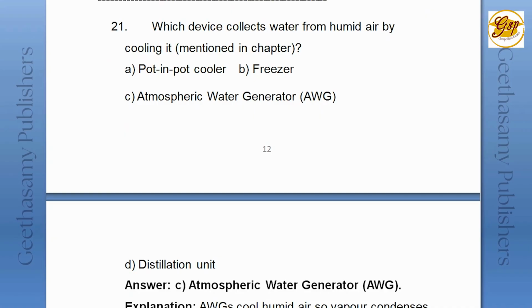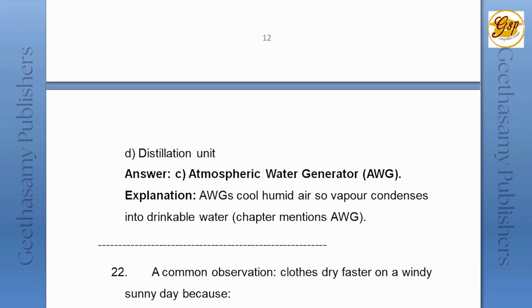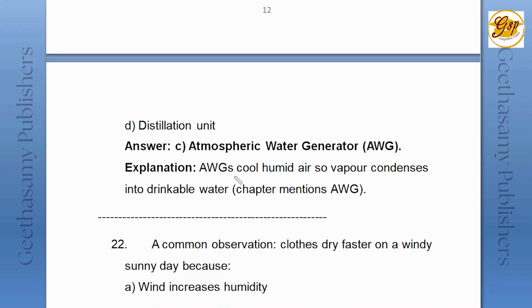21st question. Which device collects water from humidity in air by cooling it, that you mentioned in the chapter? Pot-in-pot cooler, freezer, atmospheric water generator, or distillation unit. The correct answer is the atmospheric water generator, AWG. So the AWG cools humid air, and the water vapor condenses into drinkable water. Right? So it's what was mentioned in the chapter.